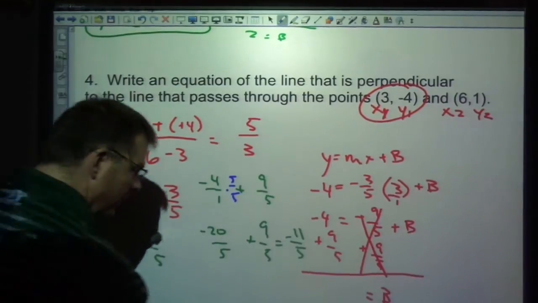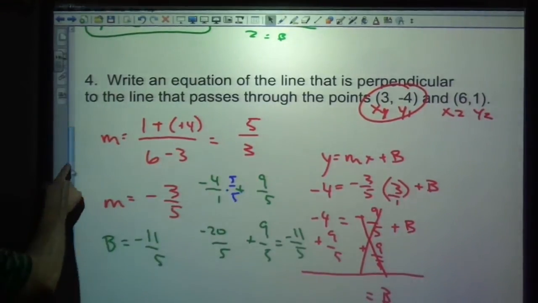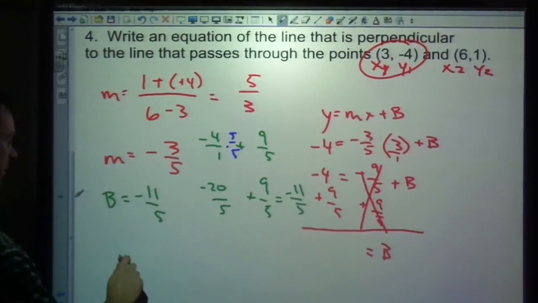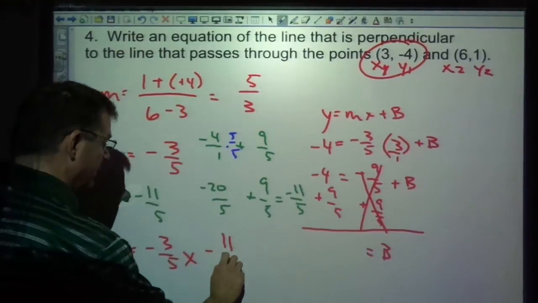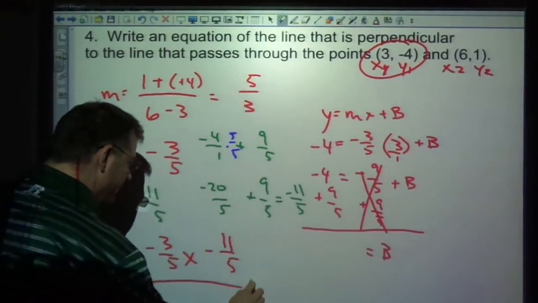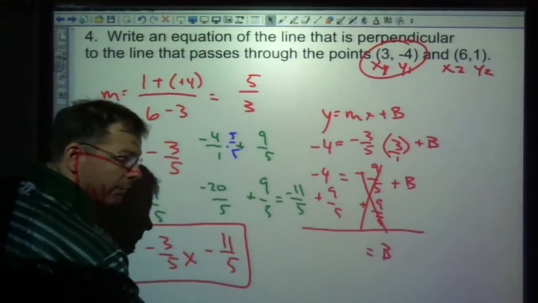Okay, and here we go. So my final equation, y equals -3/5 x minus 11/5. I hope this helps you with your problem set.